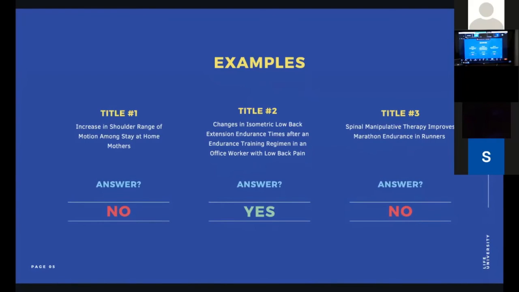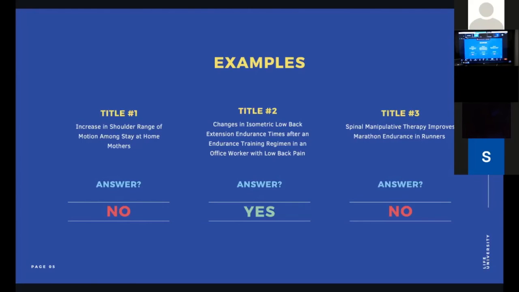So title number 1, increase in shoulder range of motion among stay-at-home mothers. This one's kind of tricky because it actually sounds okay, but it's actually not good enough. We're not hitting all of those 4 criteria. We're not even saying how they got the increase in shoulder range of motion. We're not even saying what condition they really had. There's just a lot of pieces missing there. So sometimes titles can sound good, but really they're missing a lot of information. So that one's a big no.